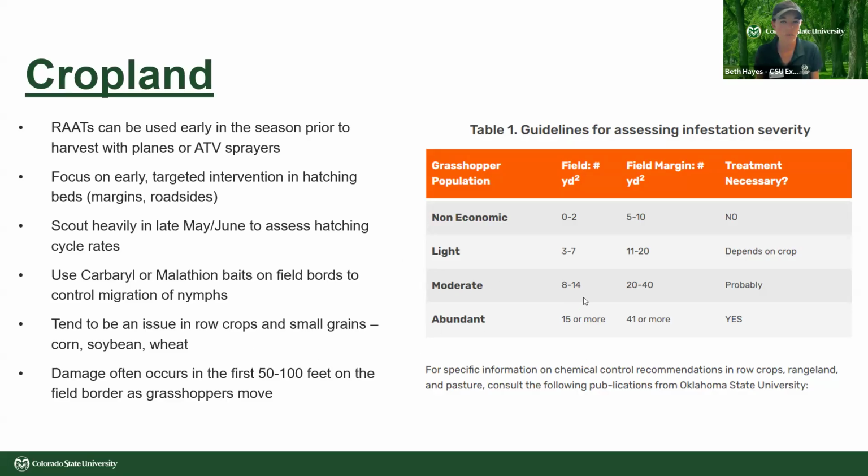And then damage is most often seen in the first 50 to 100 feet on the field border as they move. They can cause a lot of damage in corn. They can cause a lot of issues on the ears. So again, this is a long-term, full season management issue. This is not something you're going to be able to just treat once and ignore the rest of the year. It's just not going to happen.